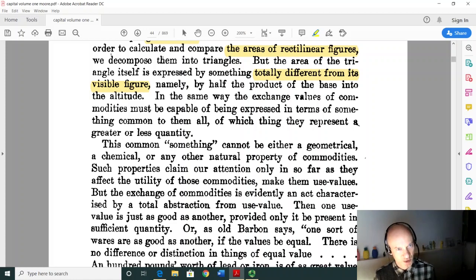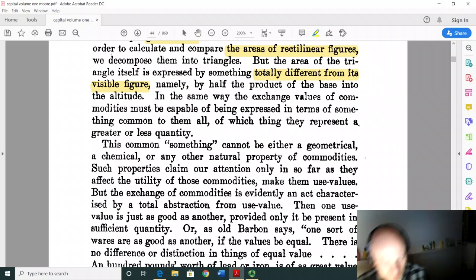So we are abstracting from the specific figure of the area of a triangle by using completely different quantities, which, however, allow us to calculate this area. In the same way, the exchange values of commodities must be capable of being expressed in terms of something common to them all, of which thing they represent a greater or less quantity.